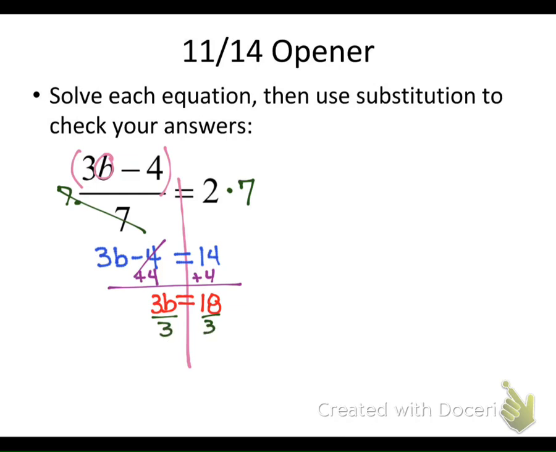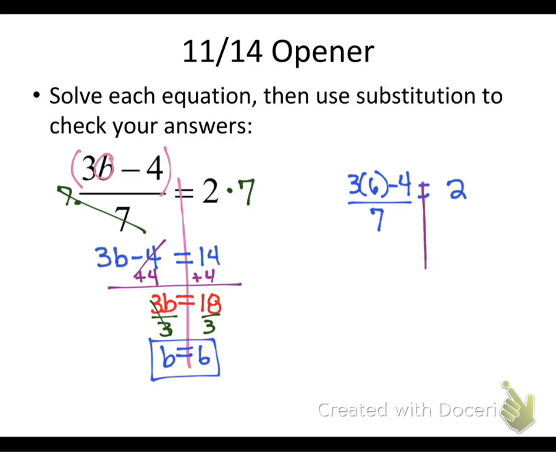Oh, you guys are so ready to move on to a new lesson, aren't you? No. 18 divided by 3? 6. Good. Now it's time to check our work. So now we're going to substitute what number for the variable B? 6. Yeah. So I'm going to rewrite this. So 3 times what? 6. 6 minus 4 divided by 7 equals 2. Do I have everything down right? Yes. Are you sure? No. 2 times 7. No. Okay, so I'm going to draw my line of equality.